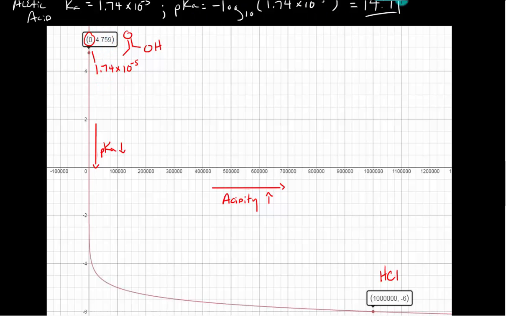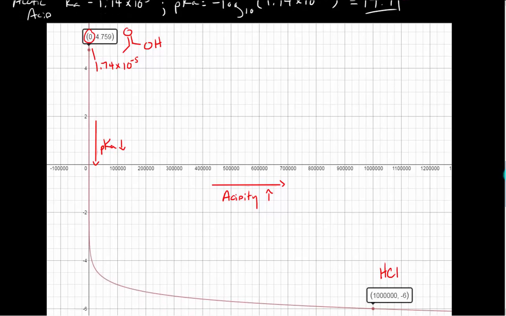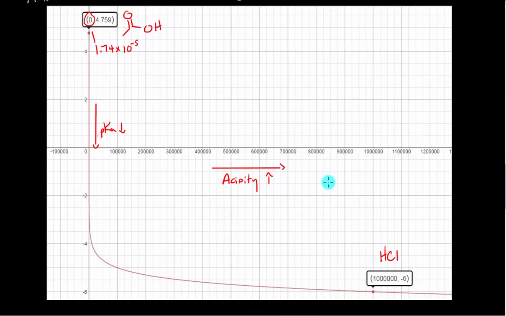So 4.7. One thing not to lose track of is that whenever you're comparing the pKa of the acetic acid, which is this 4.7 number, versus -6 for the HCl, what we really have going on is that as we go down on the y-axis, as we go down in pKa, we're actually going very quickly across on the x-axis.